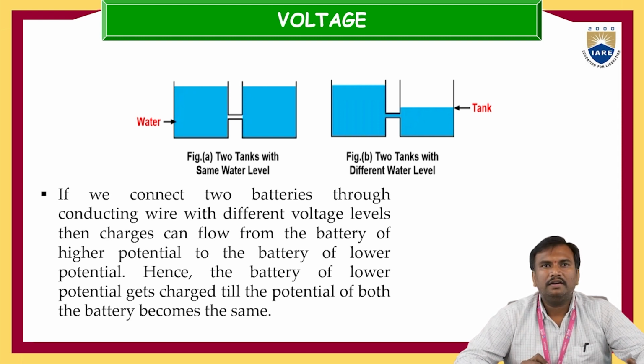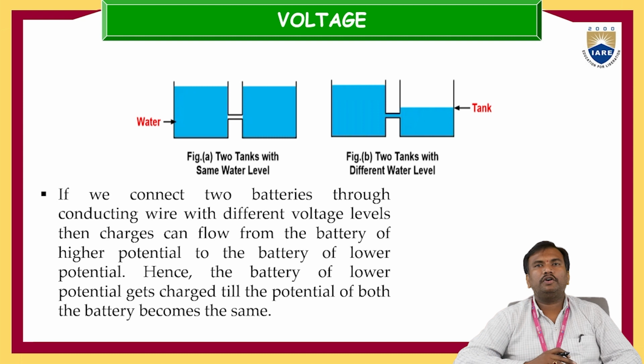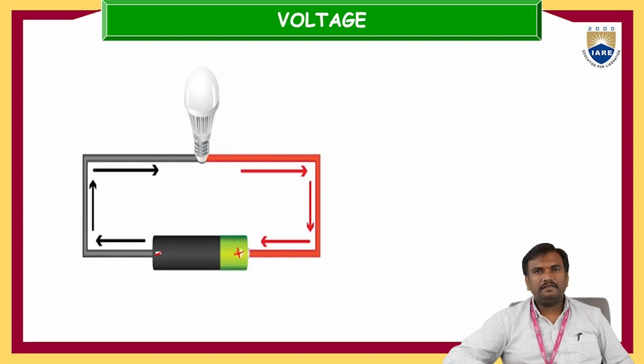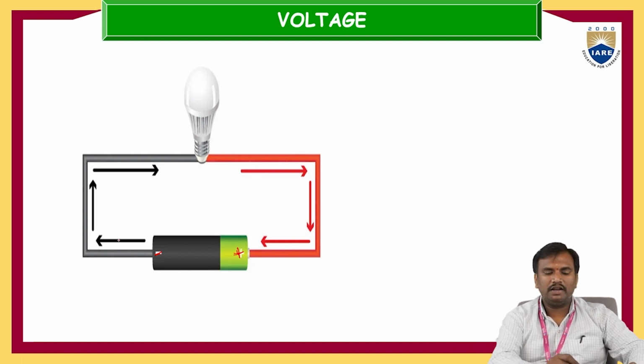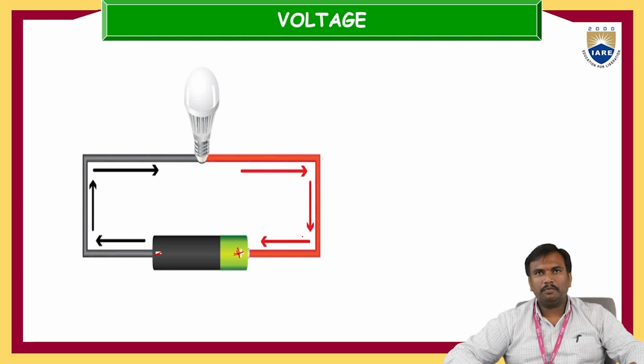In the same way, the voltage always starts flowing from higher potential to the lower potential of the battery. That is, charges will always move from the higher potential of the battery to the lower potential of the battery. This is the way the voltage is going to flow, how the charges are going to flow, from higher potential to lower potential.